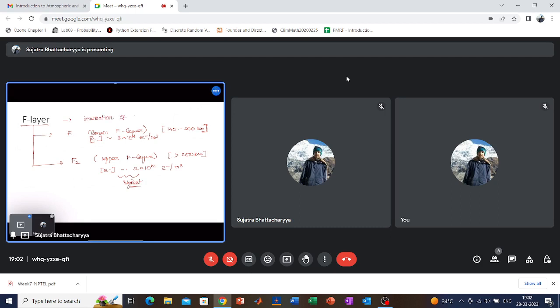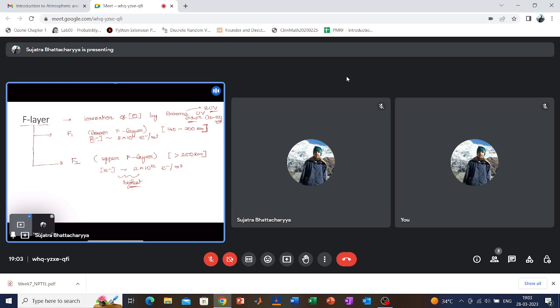Okay, these things are there, and in both these F layers, ionization occurs. Ionization of nascent oxygen occurs by extreme UV radiation, which is about 10 to 100 nanometer, also known as EUV, extreme UV radiation. Now, another important thing about the ionosphere is its critical frequency.